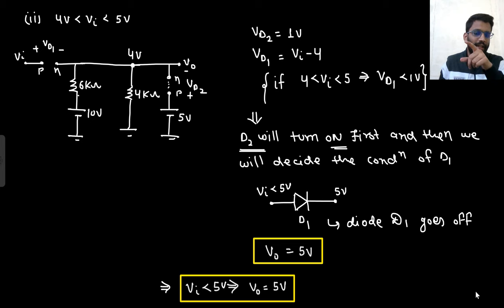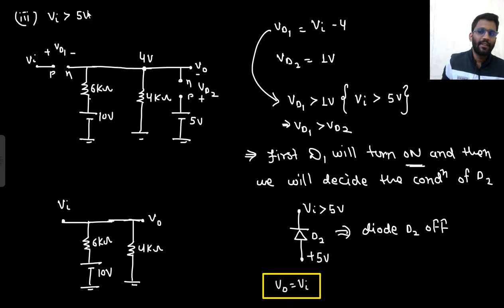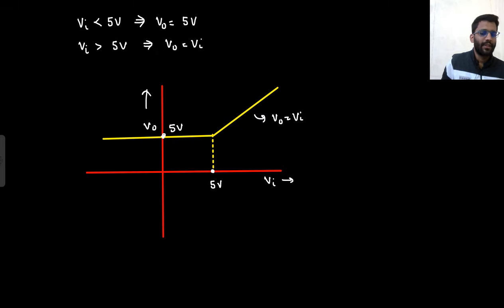So because of that, what did we see? That 5 volt is coming there. That means Vin has to be greater than 5 volt for D1 to be turned on. So for less than 5 volt, D1 is off and D2 is on, so V0 is 5 volt. And when Vin is greater than 5 volt, D1 turns on and D2 turns off, so V0 will be equal to Vin only. So this is how the transfer characteristic looks.